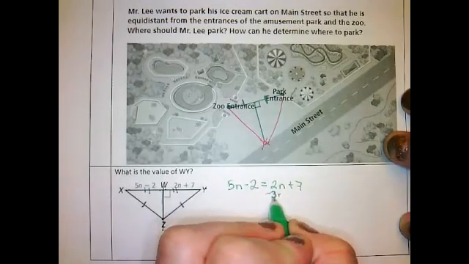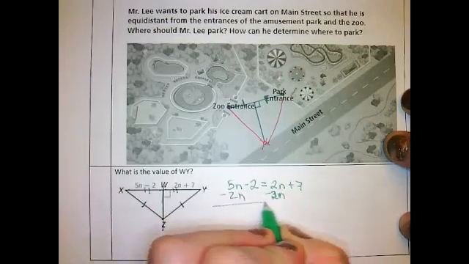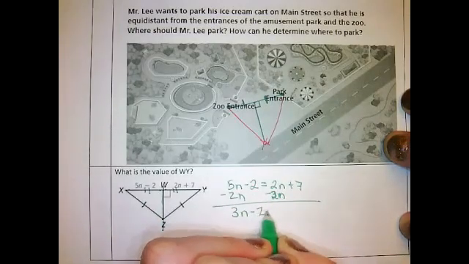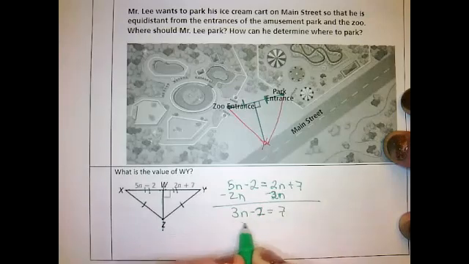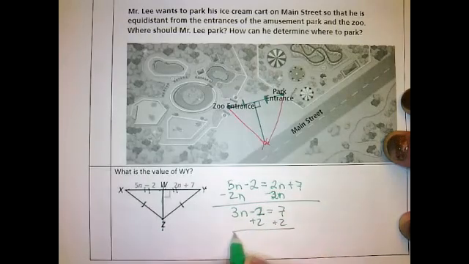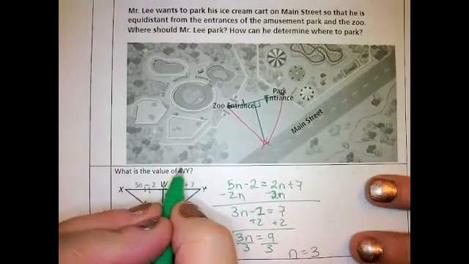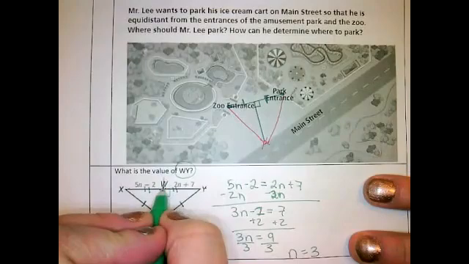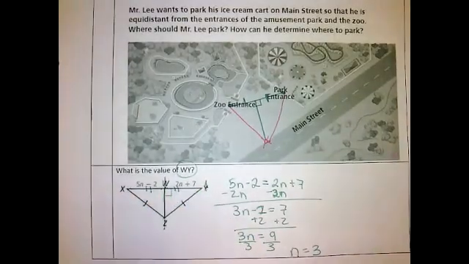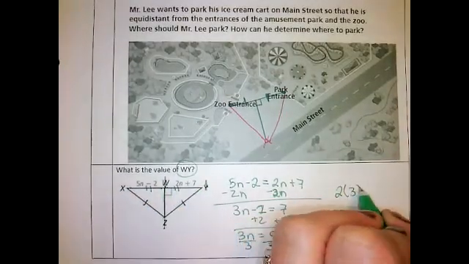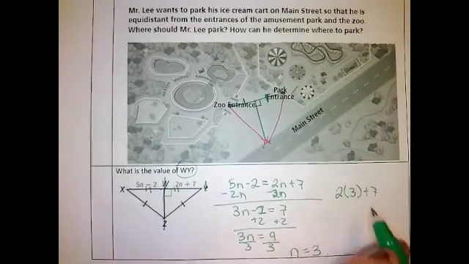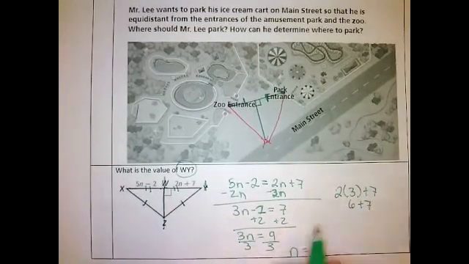So subtract 2n from both sides, and I get 3n minus 2 equals 7. Add 2 to both sides. 3n equals 9. And I divide both sides by 3 and I get n equals 3. So that's n, but I wanted to know the value of WY. So from here to here. So now I'm going to plug that back in. So 2 times 3 plus 7. 2 times 3 is 6. 6 plus 7 is 13.